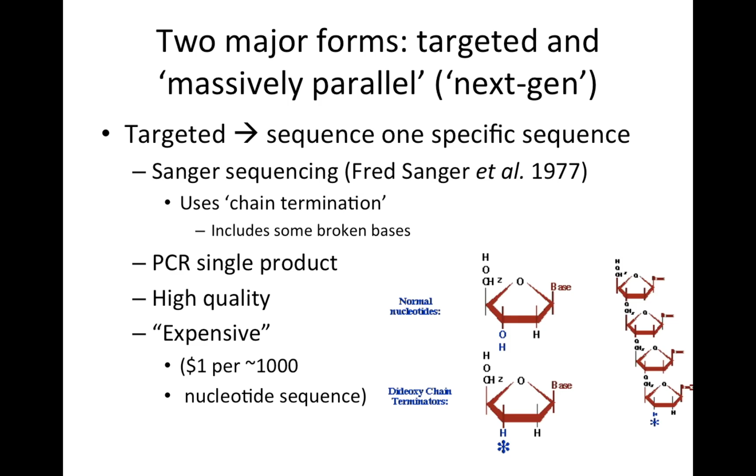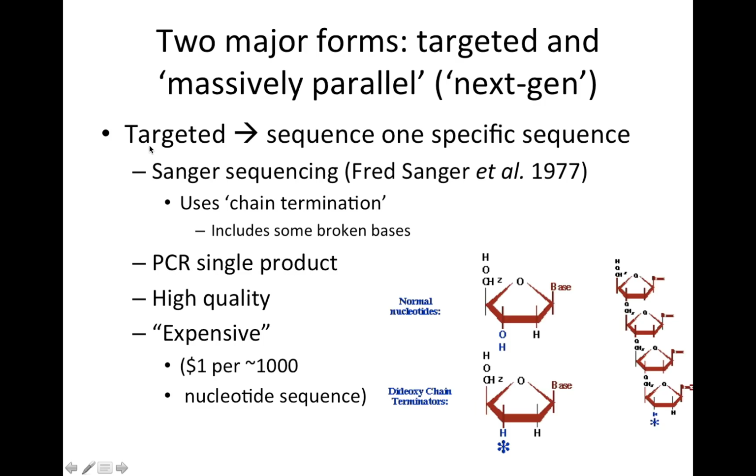There are two major forms of sequencing that we're going to talk about. The first was Sanger sequencing, which uses an approach called chain termination, and on the next slide, there's a link to a video if you want to learn some more about that.